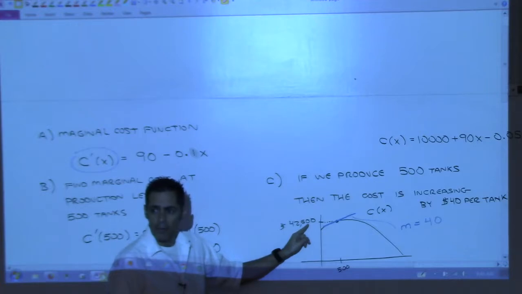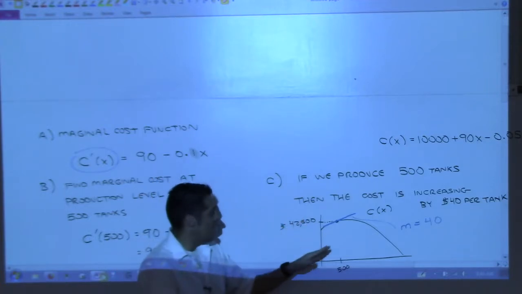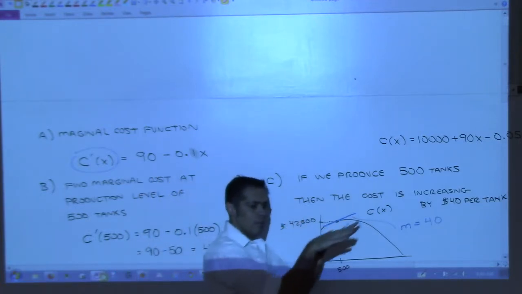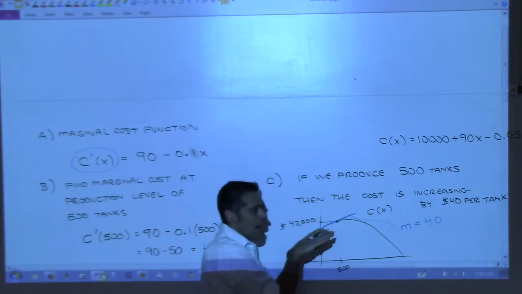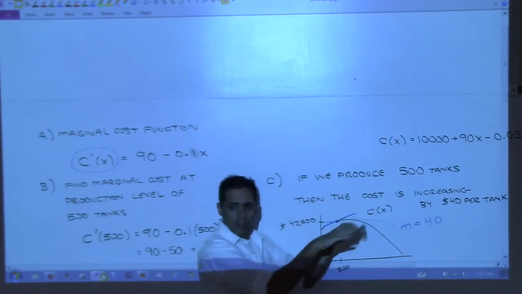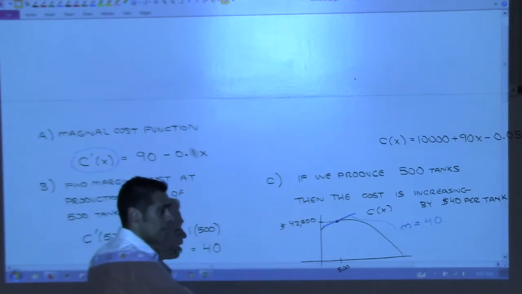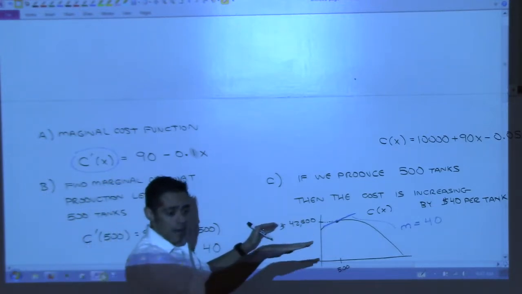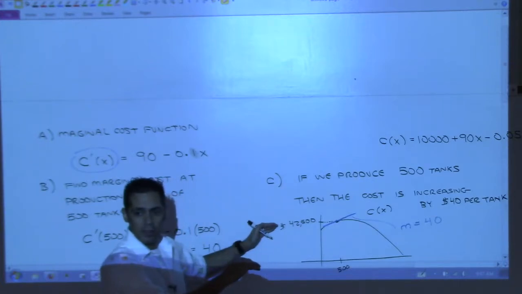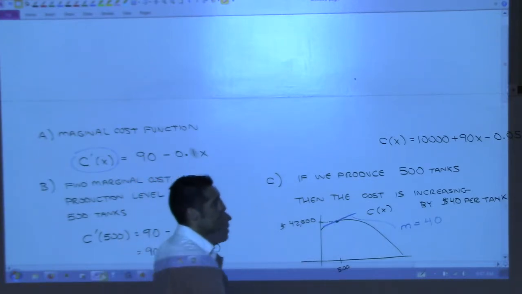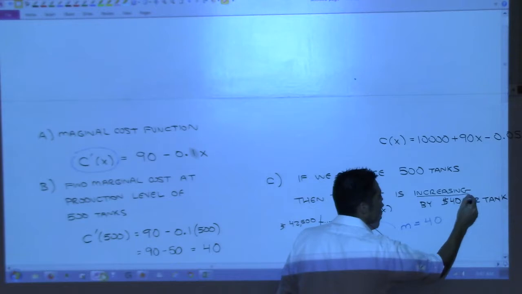42,540. Because it should be close to that, because the slope is telling me where that graph is headed. Understand? So I should anticipate that by making the next one, the 501st tank, my total cost is going to go up by $40. You see the difference between the wording in that? So the big thing that we need in there is that the cost is increasing.